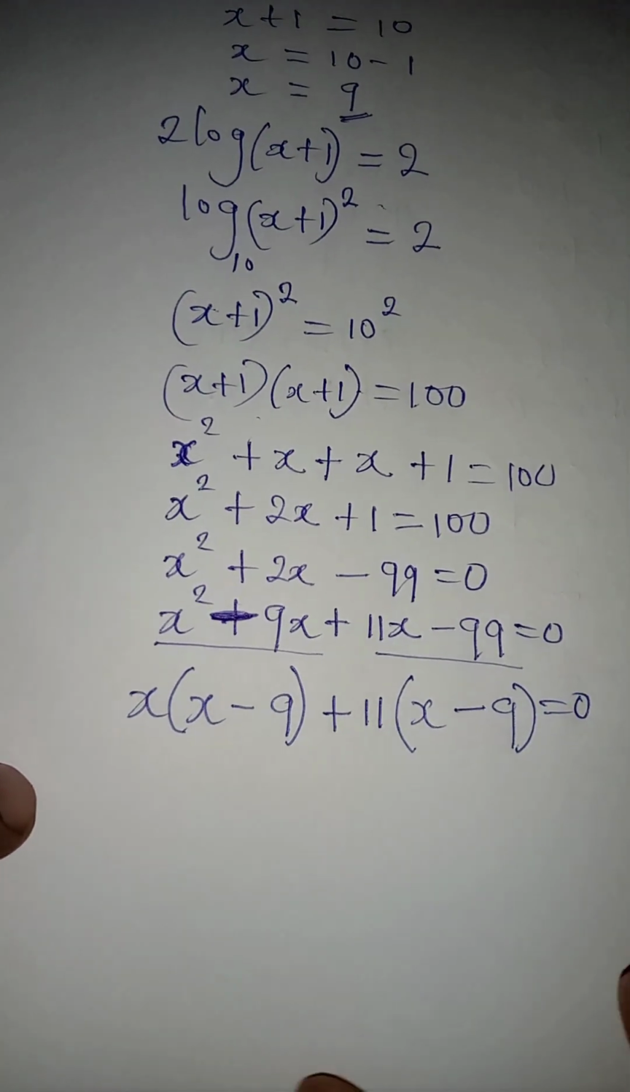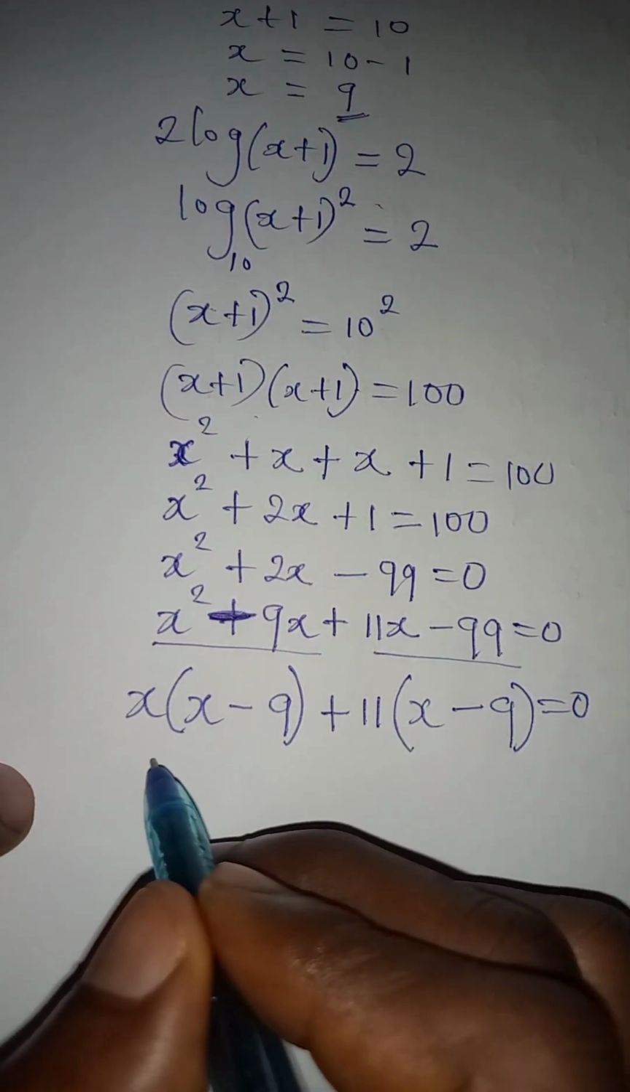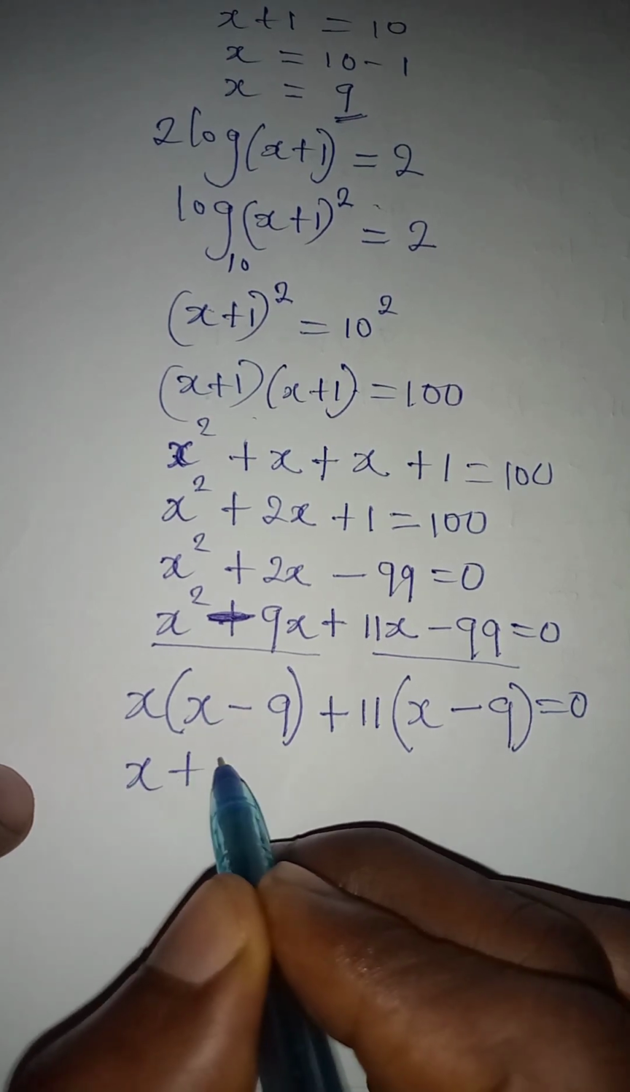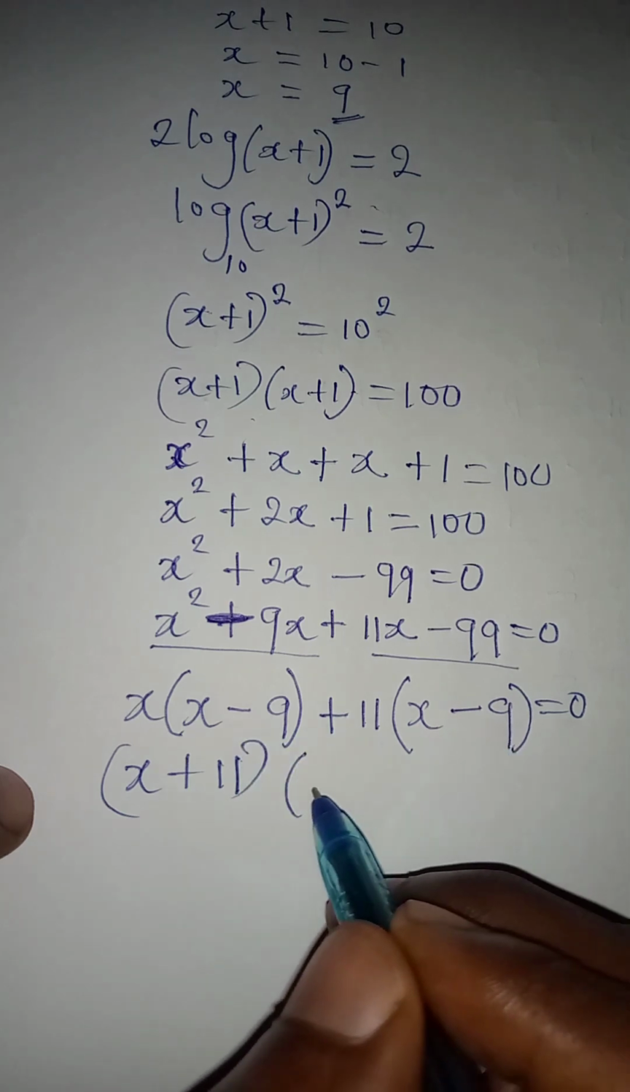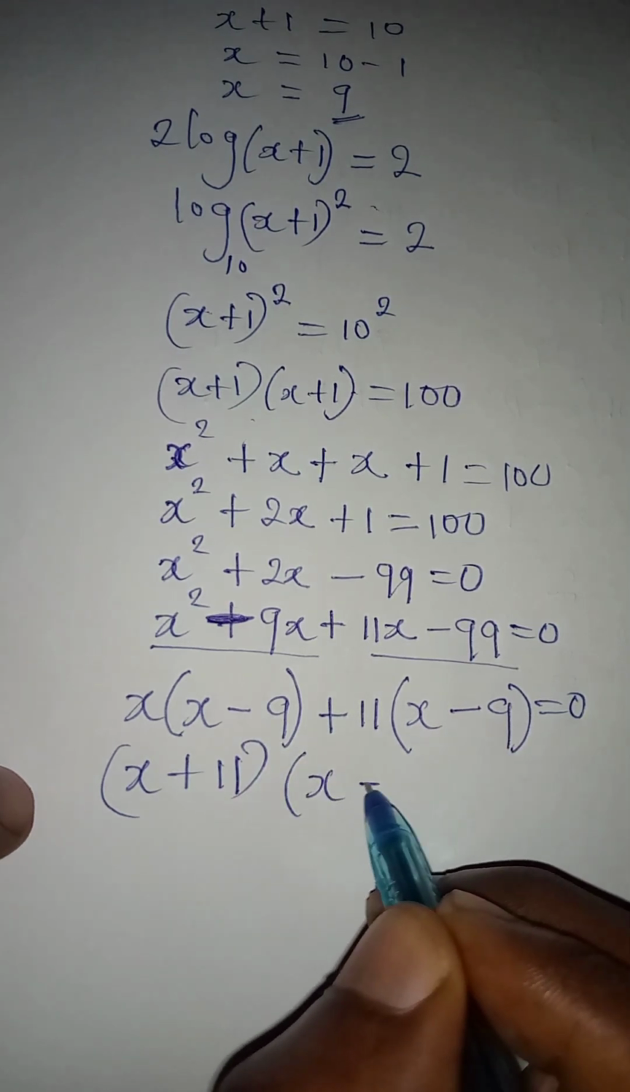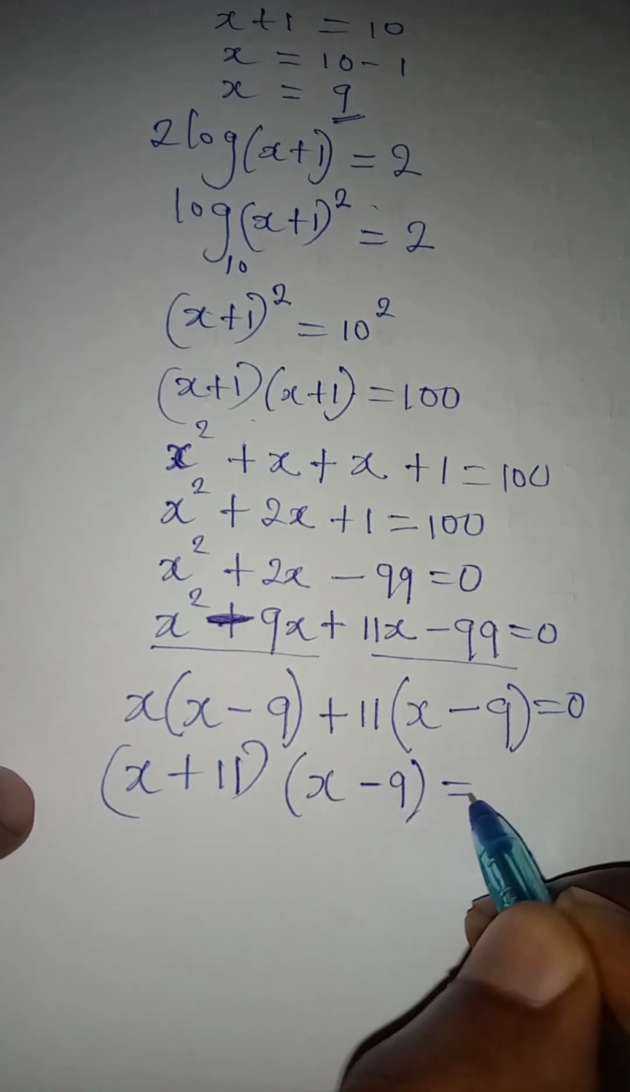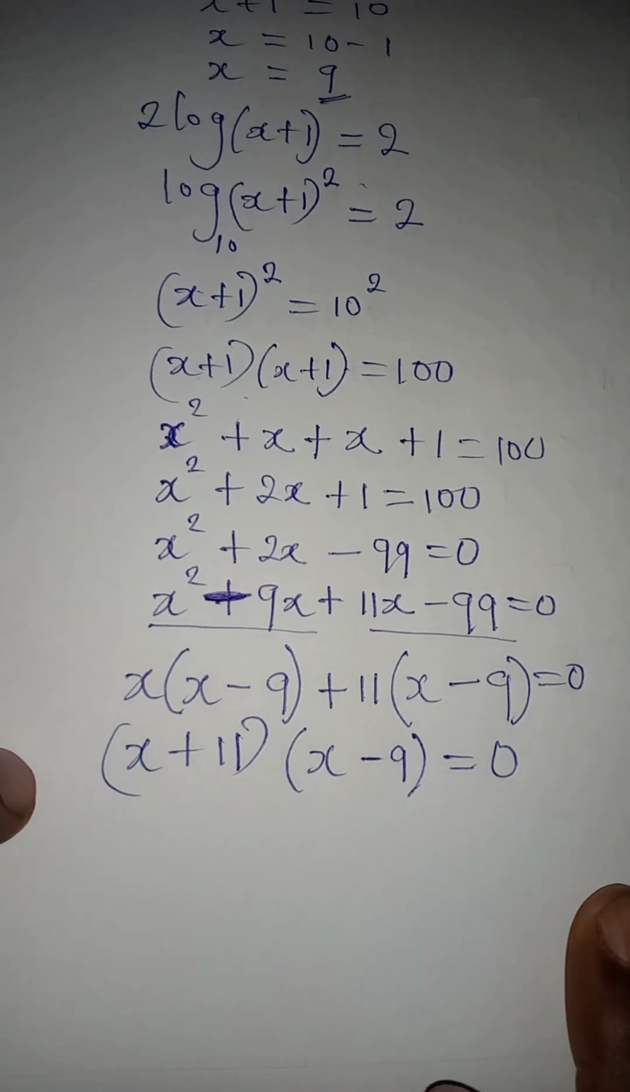Now the next thing I'm going to do is to group it into 2. (x + 11) will be on its own. Then I'll pick one of these as a common factor, which is (x - 9). This will be equal to 0.